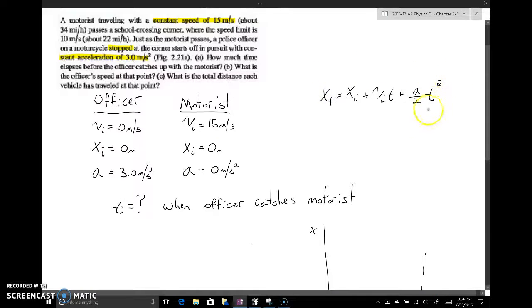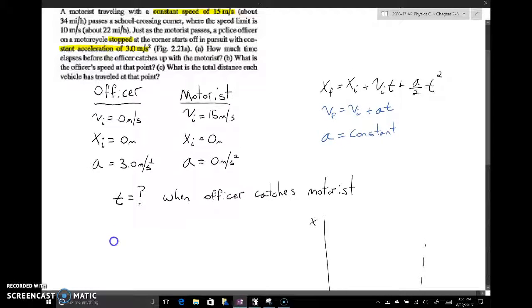This is our basic kinematics equation for position. And then we have a basic kinematics equation for velocity. And because this is constant acceleration, the acceleration is always the same. So we could just remind ourselves of that. Okay, so let's start off by modeling some of this motion.